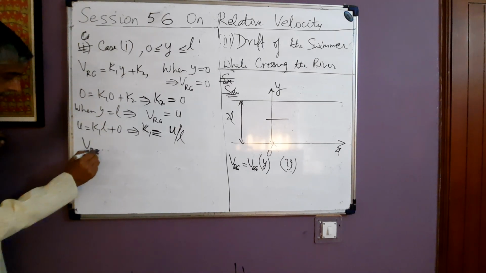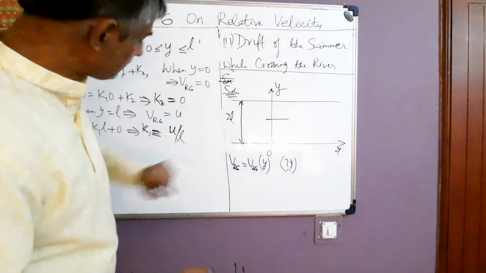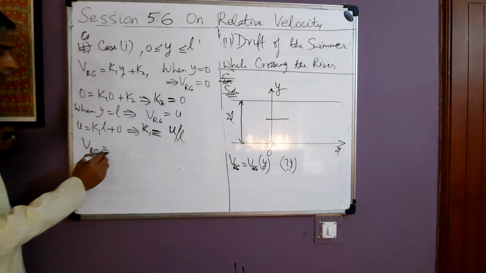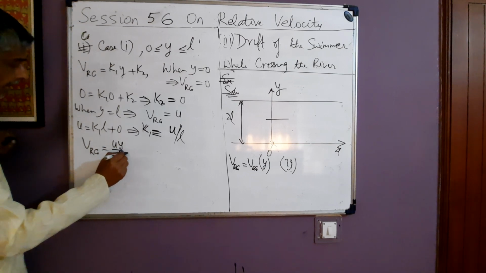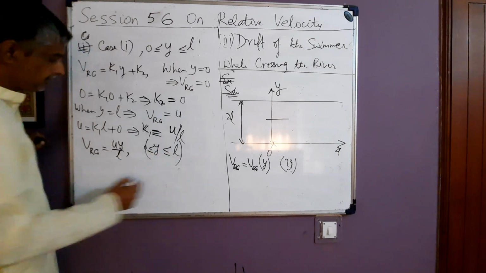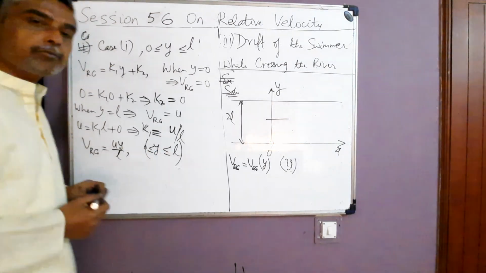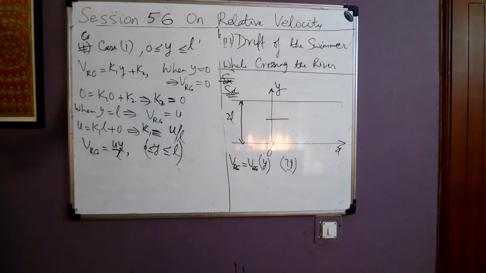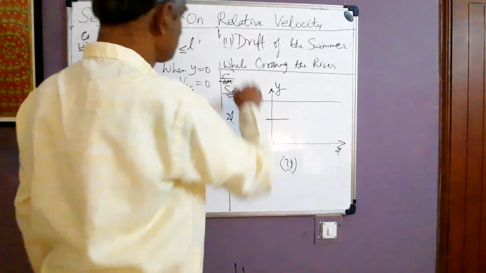For the first half of the river, first half portion of the river, VRG will be equal to Uy by L. When y varies from where to where? 0 to L, then VRG varies in this way. First half we have determined.